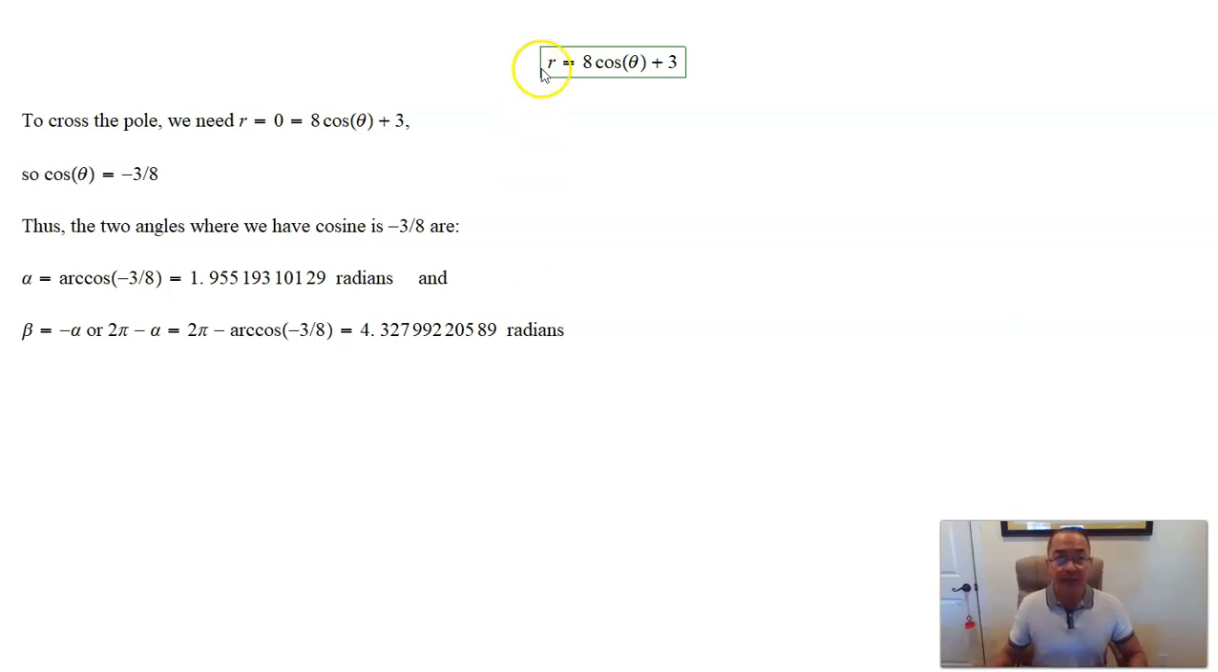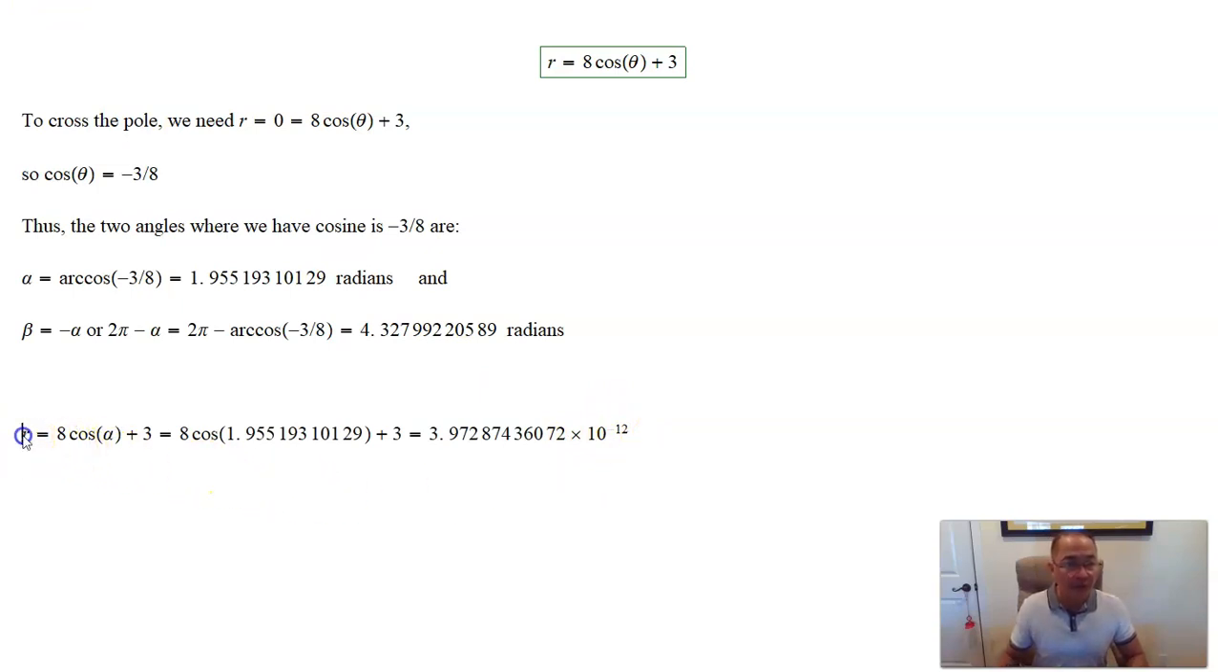So we can check our answer. We are supposed to get 0 for both of these angles. So let's plug in alpha. Alpha is this angle. Copy that in. Put parentheses just in case. And let's approximate. And we get approximately 0. That's a ridiculously small number.